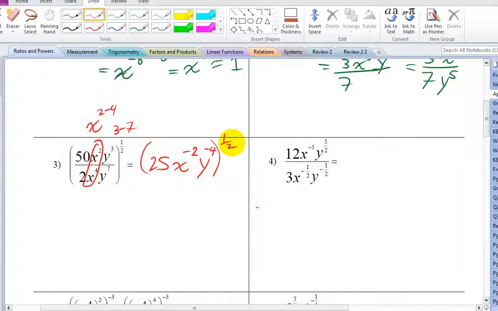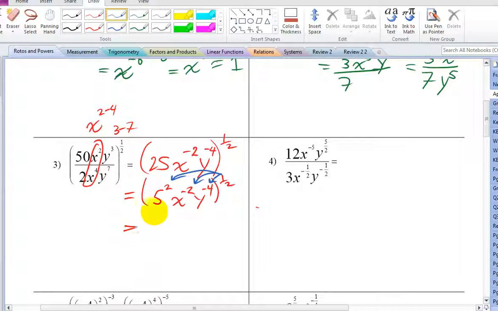Okay. Let's give 25 a facelift. So 1/2 on the outside, what should 25 be then? 5 to the exponent 2. x negative 2, y negative 4. Okay. Now we're ready to multiply in. So multiply the exponents. Each one must be multiplied by a half.